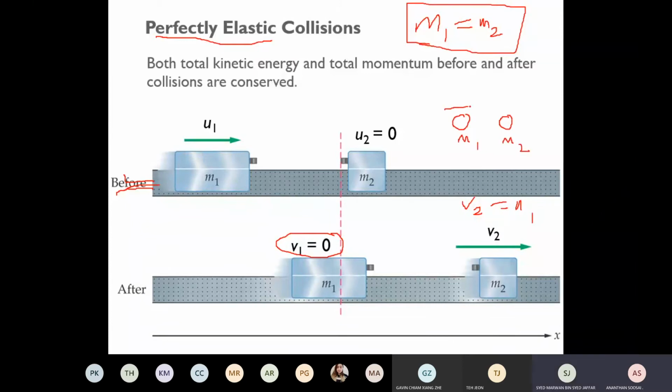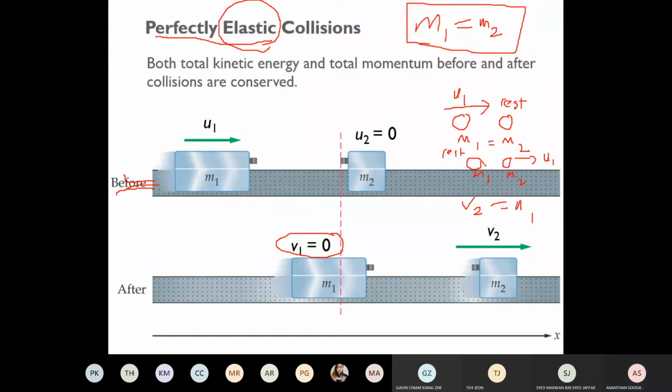You strike the first one with U1. It collides with the stationary ball, the second ball being stationary. Let's say the collision is perfectly elastic and the masses M1 and M2 are the same. What we expect is that the first ball M1 must come to rest, and the second ball M2 must move forward with the same velocity as U1. Then it's a perfectly elastic collision.